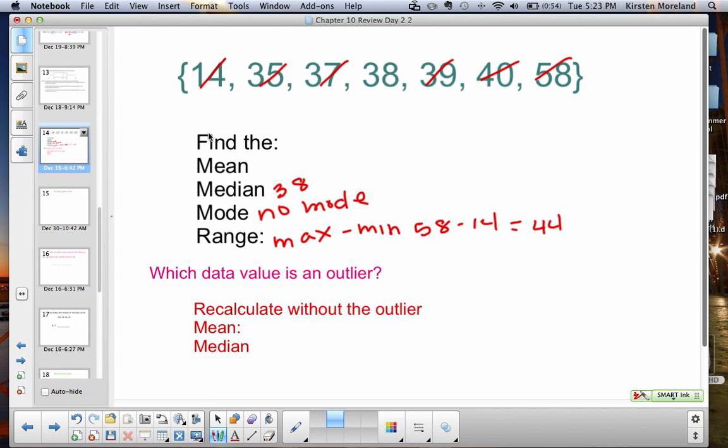And I'm going to leave you guys to find the mean. If you have questions on that, please ask. You're just going to add up 14 plus 35, 37 plus 38 plus 39 plus 40 plus 58, and then divide that all by how many values are 1, 2, 3, 4, 5, 6, 7. And I don't have a calculator handy, so we're going to leave it at that.